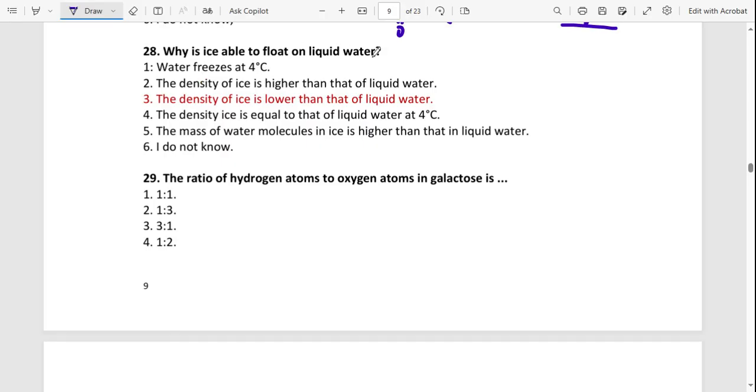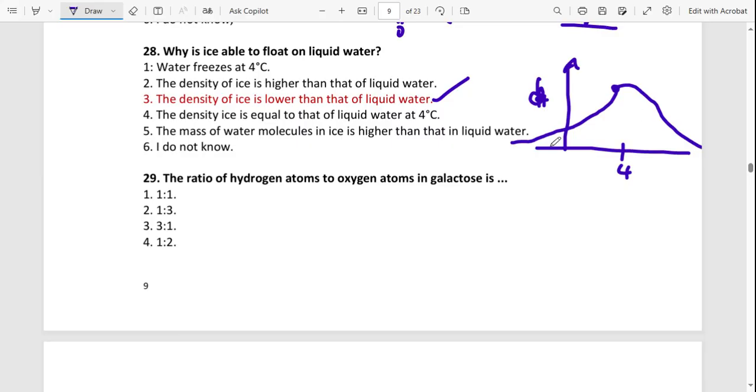Why is ice able to float on liquid water? There's only one reason: because ice is less dense than water. So the density of ice is lower than that of liquid water. Option one is saying water freezes at 4 degrees. Actually, water is densest at 4 degrees. If you increase the temperature or lower the temperature, the density drops. You can see this is anomalous. At 4 degrees you have the highest density, and beyond that it's dropping, and less than that it's dropping.